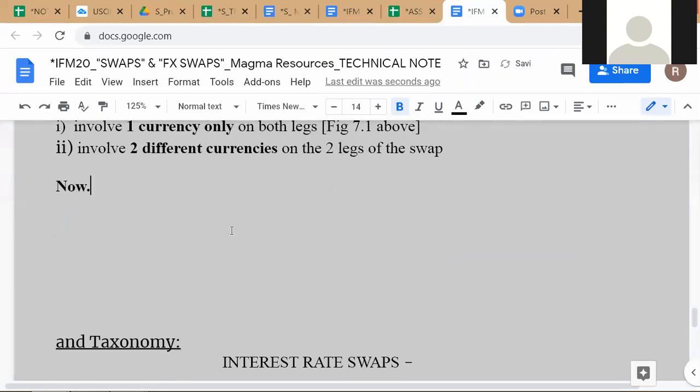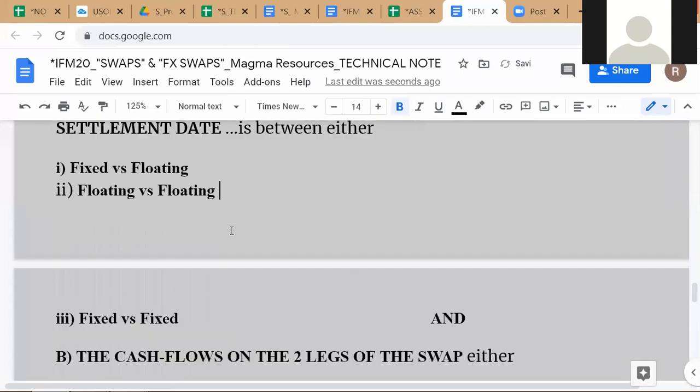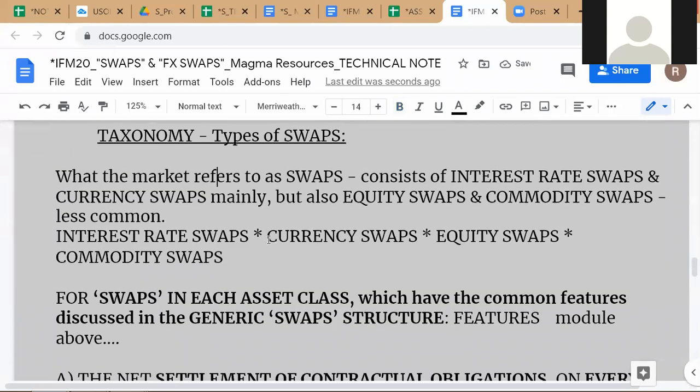So now, next moving the thing. Interest rate swaps. Then what else? Not currency swaps, but equity swaps and commodity swaps.